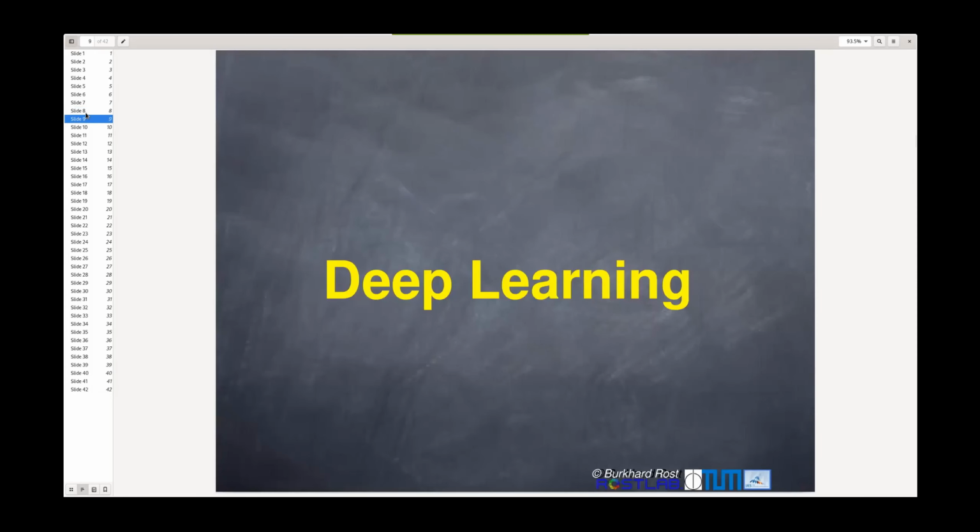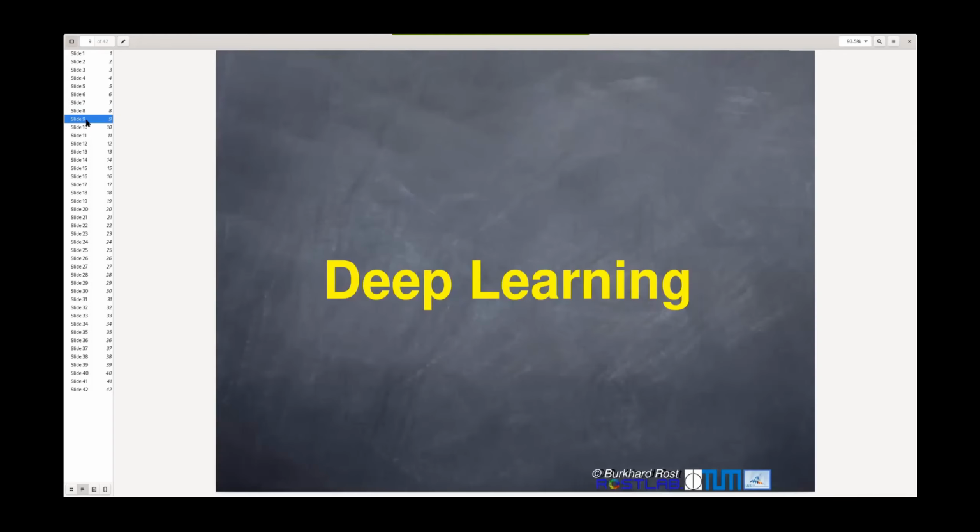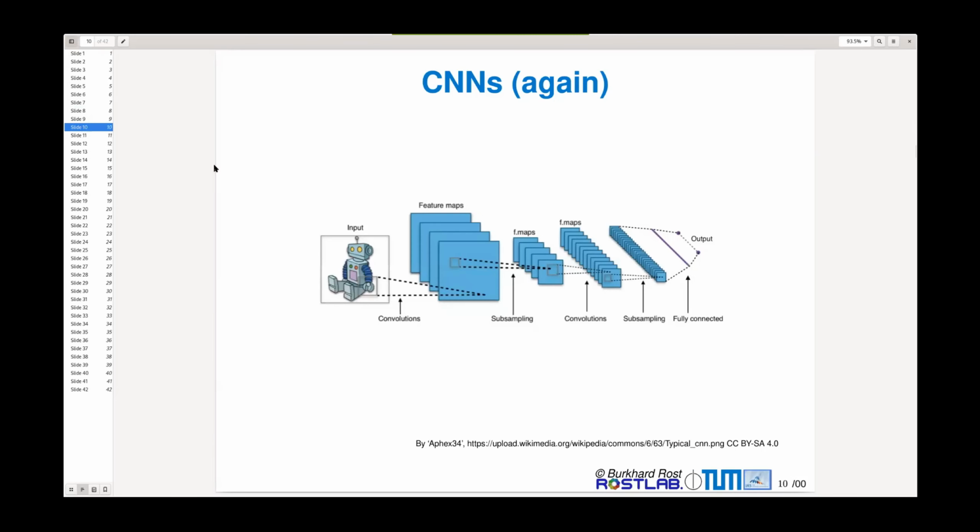Okay, before we go into deep learning now, any questions on the introduction part? Okay, cool. I think we will also have time for questions later if you think of something.